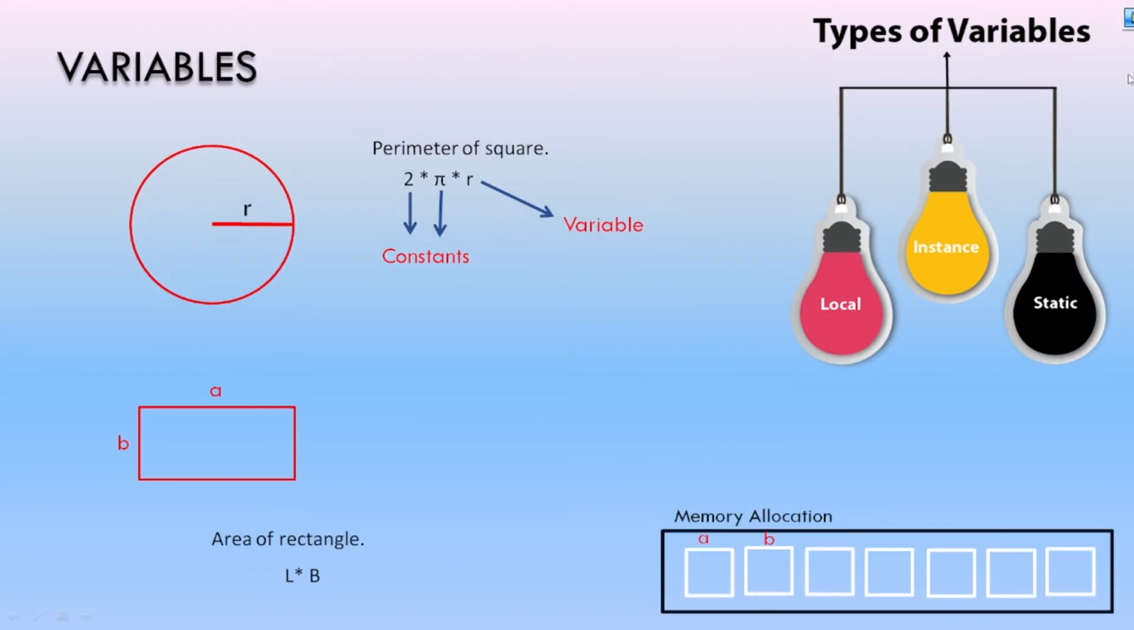Next, let us see what are variables. Variables are containers which hold a value, and a variable is assigned a data type.